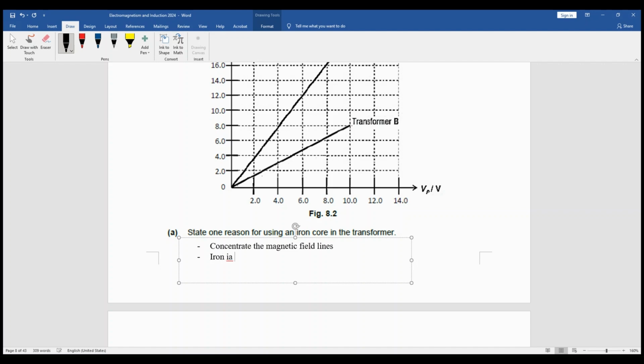Why not focus on the word iron? Iron is a soft magnetic material, which is easily magnetized and demagnetized. Okay, two is enough, but you only need one.